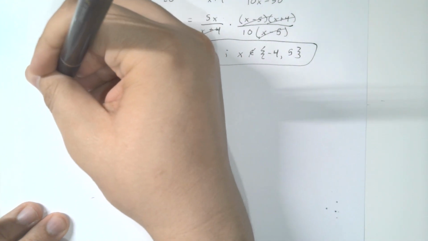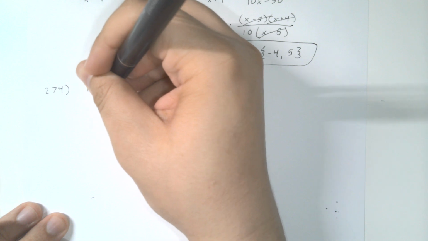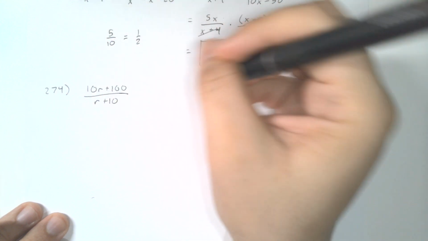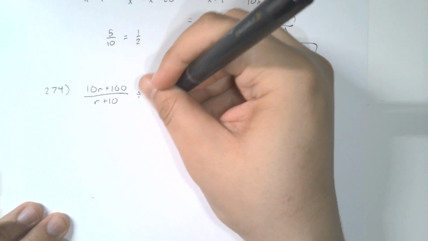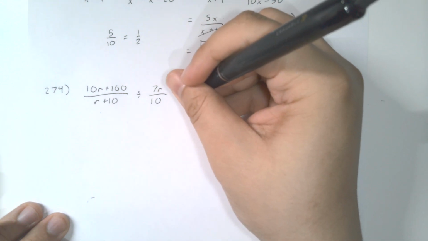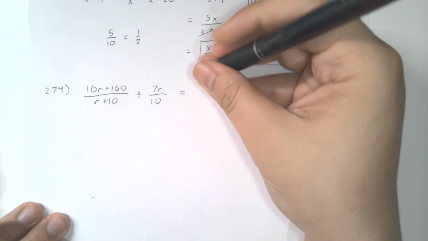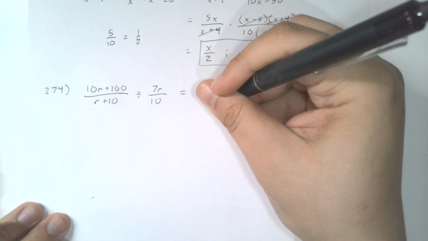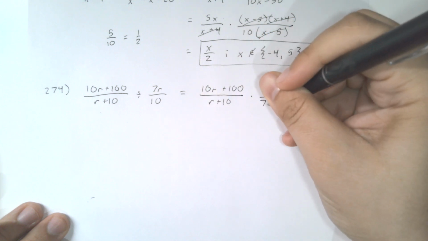For number 274, we have 10r plus 100 over r plus 10, and this is divided by 7r divided by 10. So, flipping this fraction and changing this to a multiplication sign, we have 10r plus 100 divided by r plus 10 times 10 over 7r.